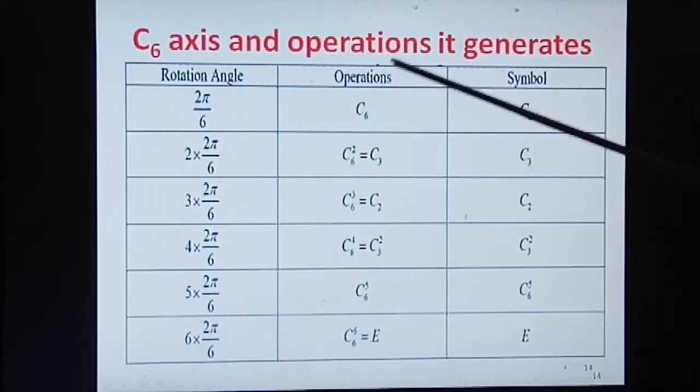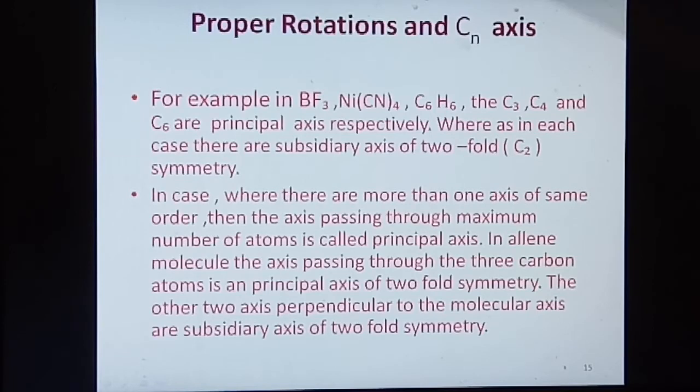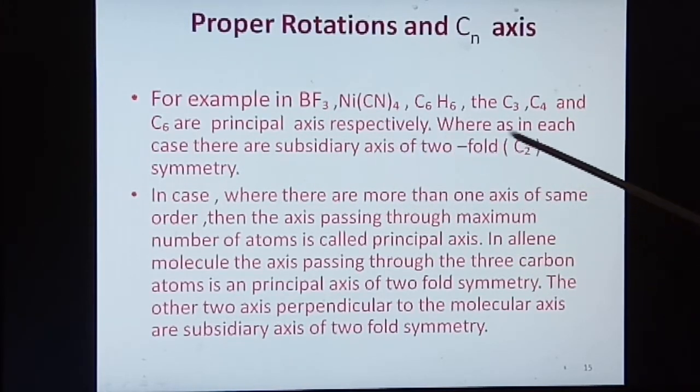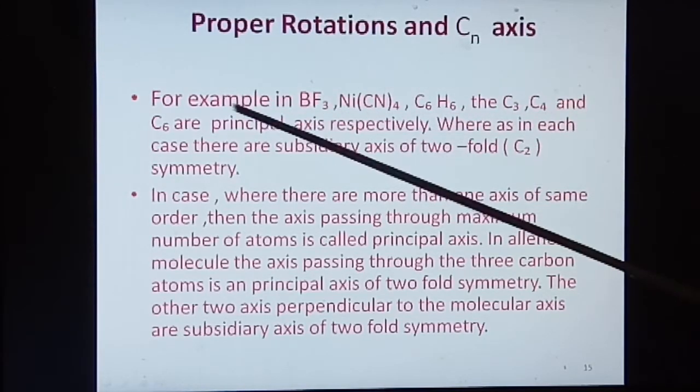So in many operations these symbols are taken as proper rotations about the Cn axis. For example, in BF3, nickel tetracyanide and C6H6, the C3, C4 and C6 are the principal axes respectively, because the highest orders are 3, 4 and 6, whereas in each case there are subsidiary axes of twofold C2 symmetry. So in these molecules the C2 axis is also there, but because the others have higher order, they are the principal axes, that is C3, C4 and C6.